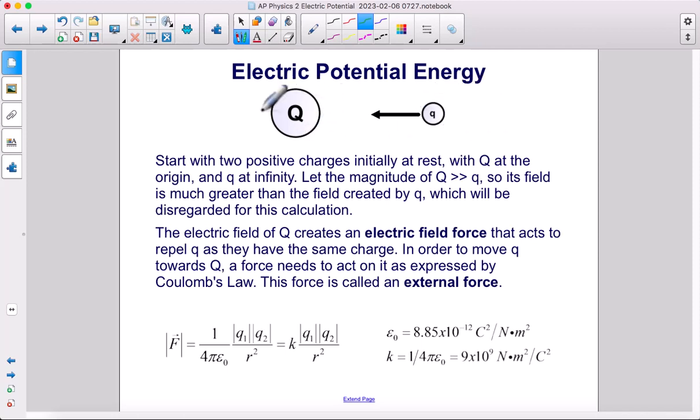The electric field of big Q creates an electric field force that acts to repel little q, as they have the same charge. They're both positive. In order to move little q towards big Q, a force needs to act on it as expressed by Coulomb's law. This force would have to be an external force pushing it this way towards big Q. And that force would have to be at least as large as the Coulomb's force between them. K, Q, big Q, little q over r squared.